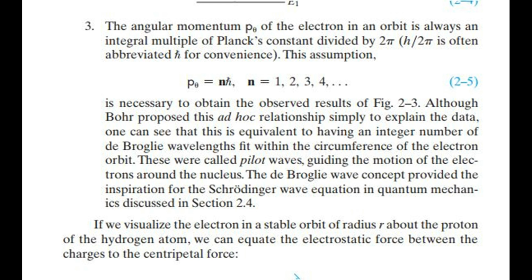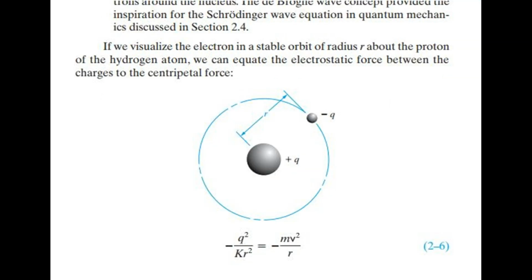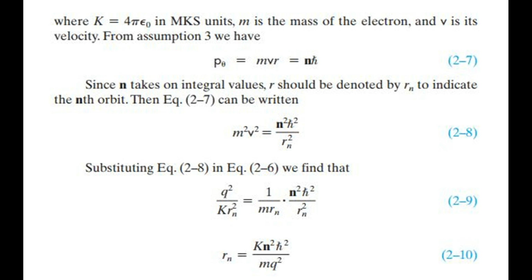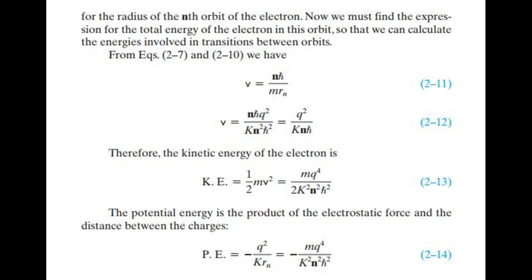If we visualize the electron in a stable orbit of radius r about the proton of the hydrogen atom, we can equate the electrostatic force between the charges to the centripetal force, where K equals 4πε0 in mks units, m is the mass of the electron, and v is its velocity. From assumption 3 we have the angular momentum condition. Since n takes on integral values, r should be denoted by rn to indicate the nth orbit. Then eq 2.7 can be written. Substituting eq 2.8 in eq 2.6, we find the radius of the nth orbit of the electron.